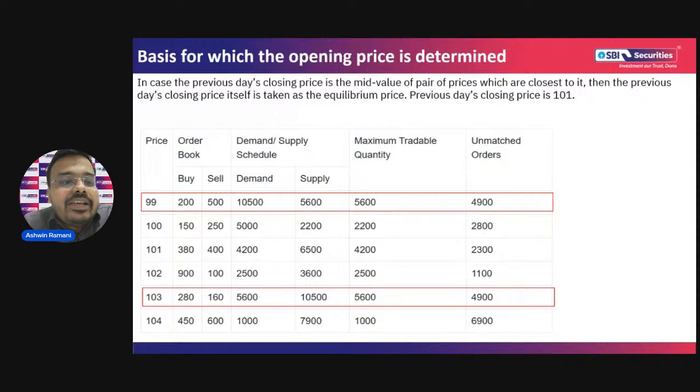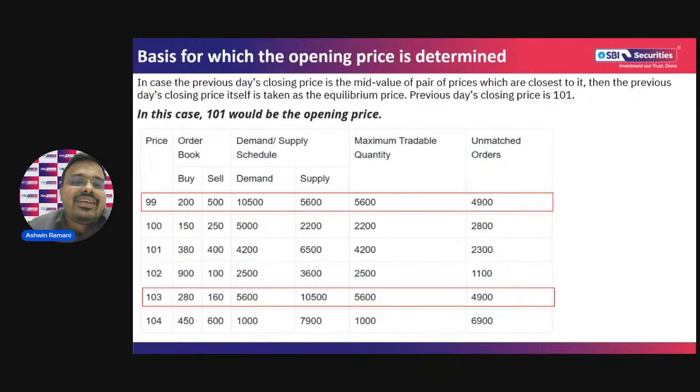101 is closer to 99, and 101 is also closer to 103. So in that case the exchange says the previous day's closing price itself becomes the opening price of the next day. So the previous day's closing price was 101. In that case, if the previous day's closing price is the mid value of the pair of prices closest to it, then the previous day's closing price itself will be taken as the equilibrium price. And if the previous day is 101, then 101 will be the opening price here. Is that part clear, guys? All good until now?